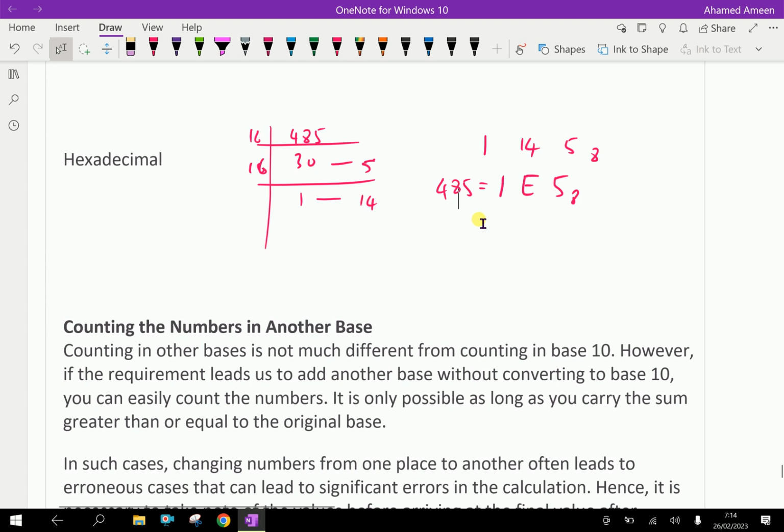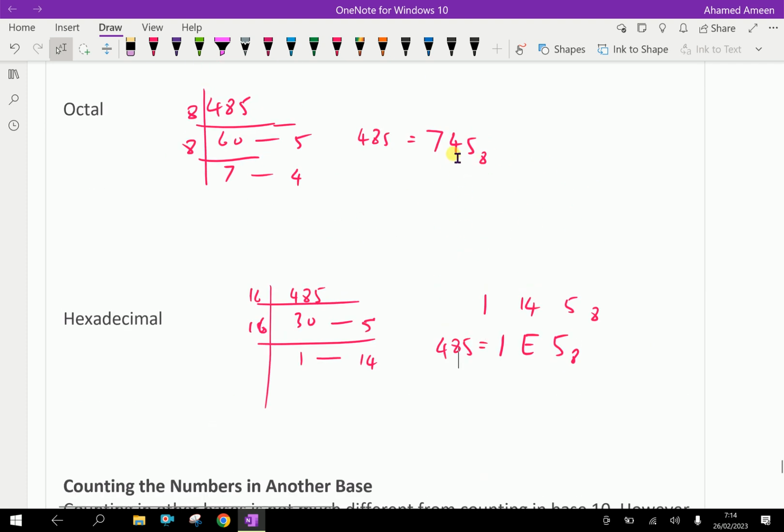Like this, we can get the reverse conversion also. That means we can convert this 745 octal base to decimal in reverse order also. We will discuss it in future videos.